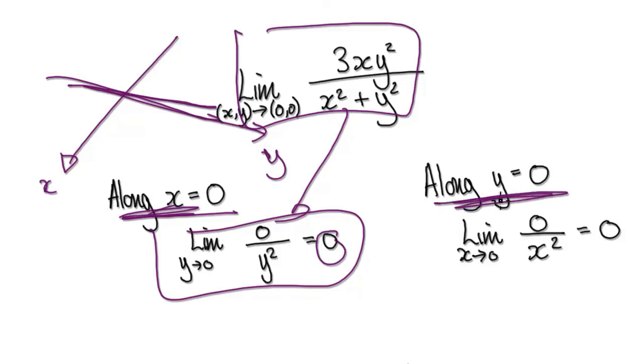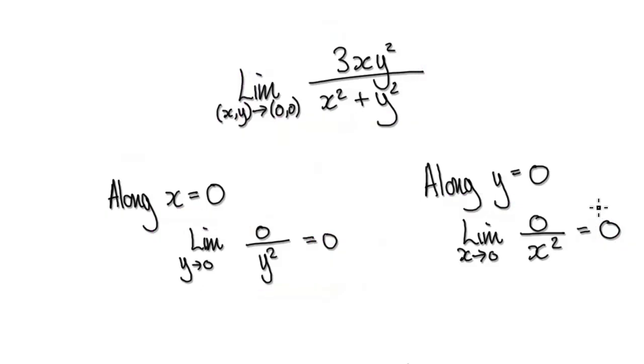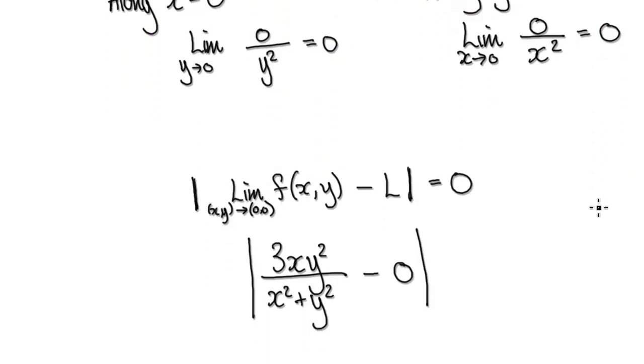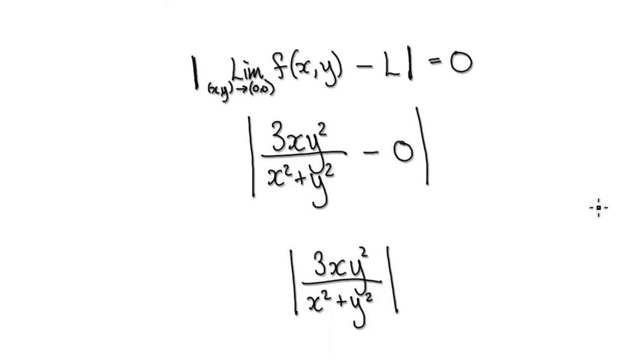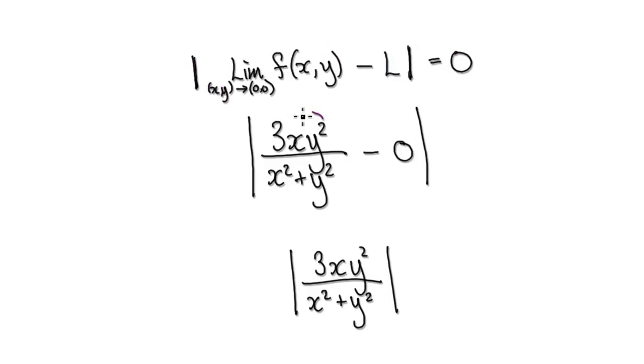Along the y equals 0 plane, which is this plane here, the limit of this thing here we suspect is 0. So looking at along x equals 0 and y equals 0, we suspect the limit should be 0. So if the limit truly exists, then this thing, take away your suspected limit, should equal 0 when you take the absolute value.